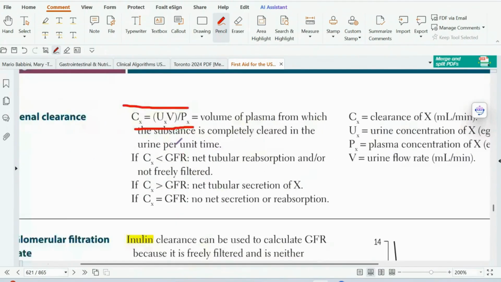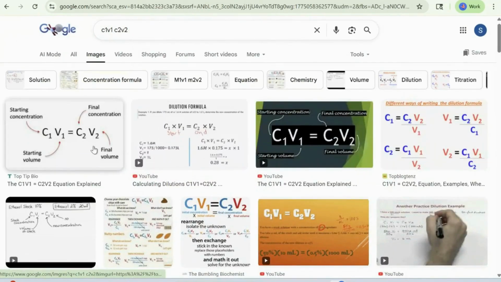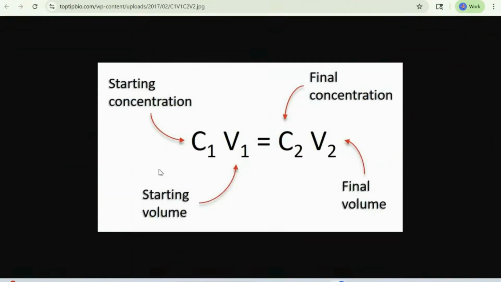This formula that you see here is universal, even to pharmacology, but if you apply it to just the renal part of things, you can use it wherever. Understand it like this: this is called the dilution formula. You see C1V1 is equal to C2V2. You don't have to memorize it, but understand what's going on here.